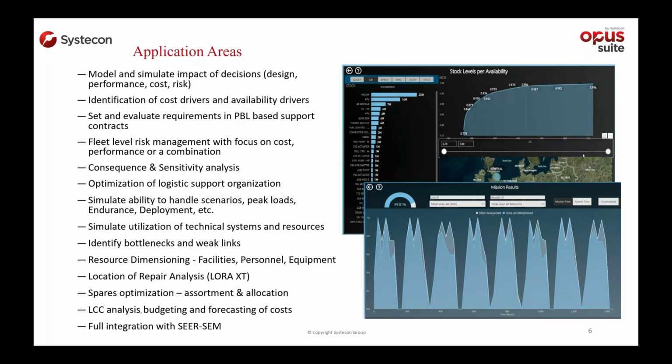We can set and evaluate requirements on our PBL support contracts, so set those incentive and penalty functions appropriately. We can understand at a fleet level the cost and performance. So if we were to take money from one PEO and give it to another, what's the impact on readiness? And a whole host of other different trade studies.